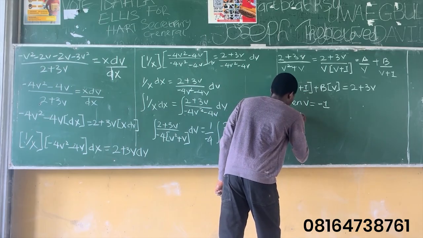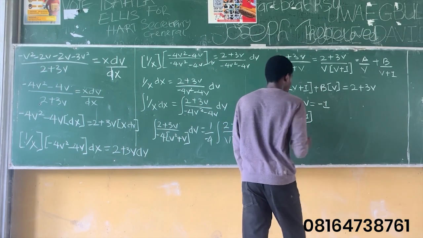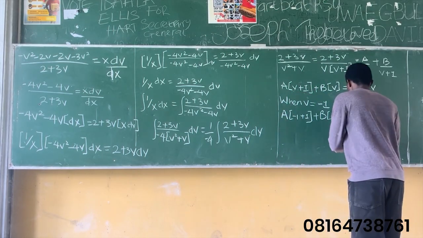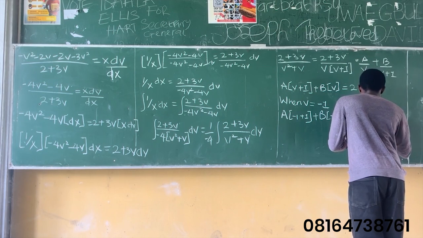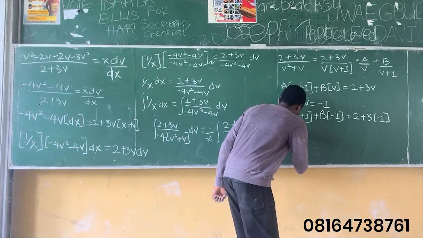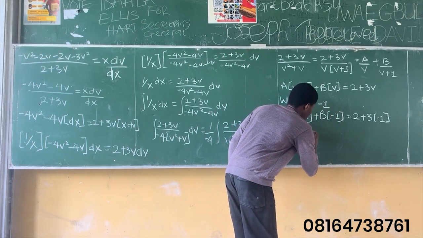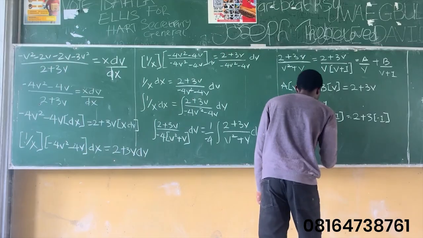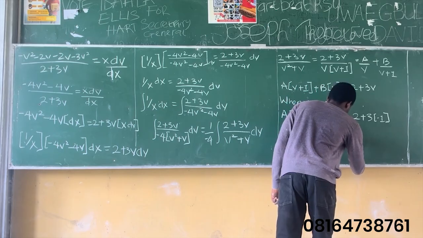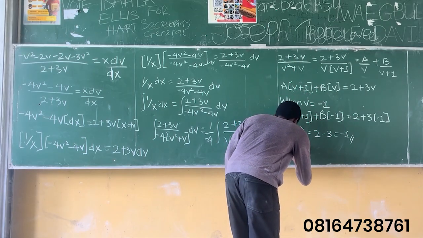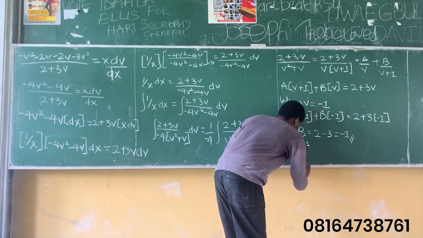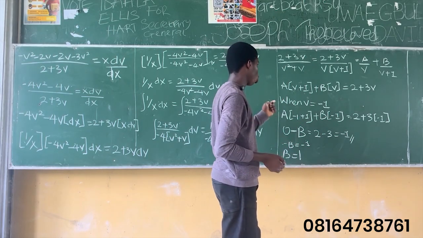A times minus 1 plus 1, plus B times minus 1, is equal to 2 plus 3 times minus 1. So A is 0, minus B is equal to 2 plus 3 times minus 1. So this is 2 minus 3, which gives us minus 1. So now minus B is equal to minus 1, so B is equal to 1. It's the same idea we are going to use to work through with A.